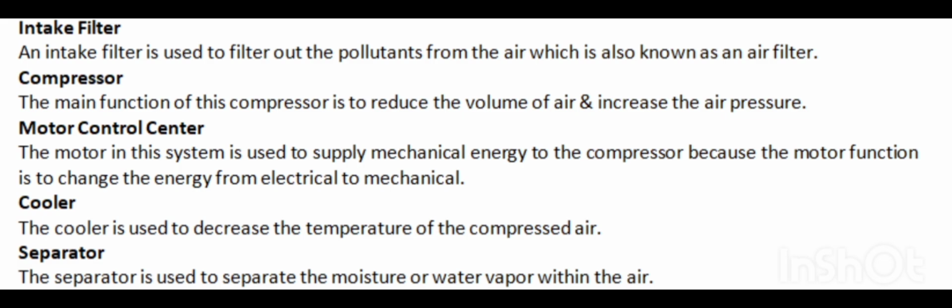The first, intake filter. An intake filter is used to filter out the pollutants from the air, which is also known as an air filter. The air which enters from the atmosphere is filtered by the intake filter before it enters the compressor. So second is compressor. The main function of this compressor is to reduce the volume of air and increase the air pressure. It converts atmospheric air into pressurized air.